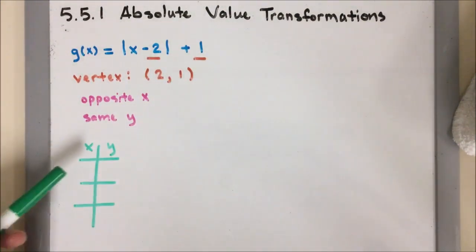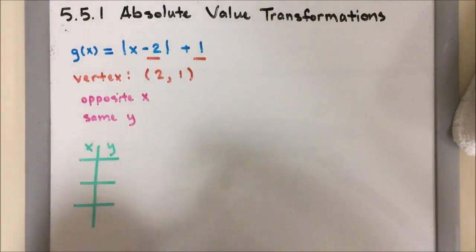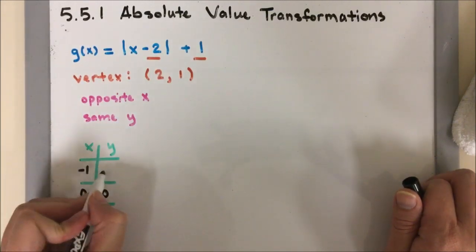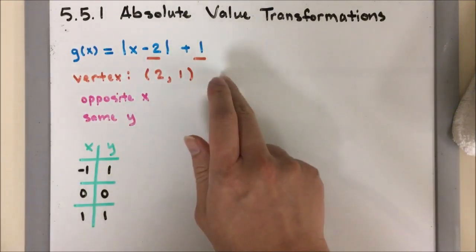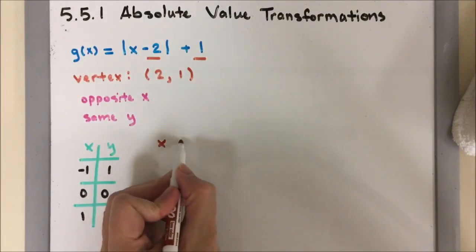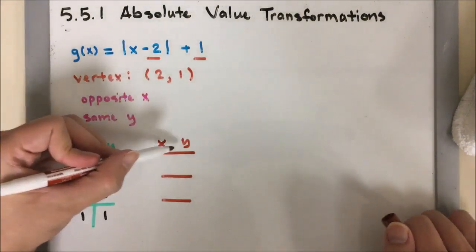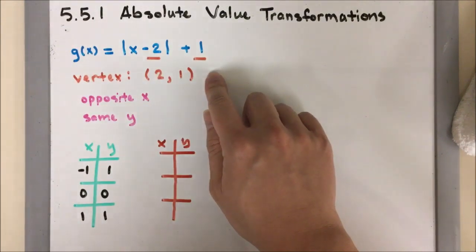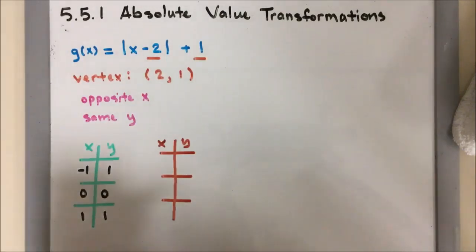Alright, so I mentioned earlier that you should memorize the 3 points from the given previous example. So let me write those out: (0, 0), (-1, 1), and (1, 1). Now we're doing the new one with this function. So let me write it over here. So this is our vertex, so that's our middle point. So let me write (2, 1) in the middle.